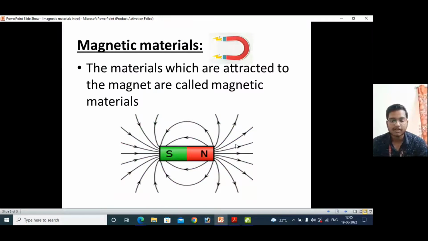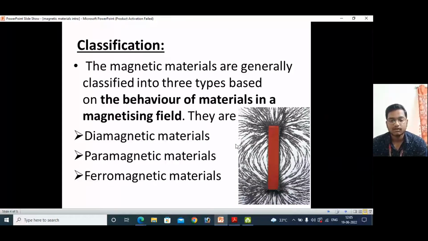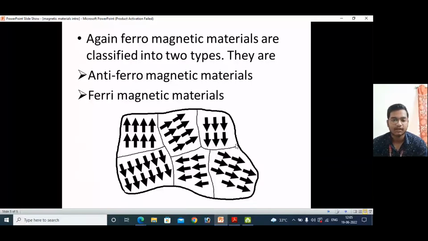Magnetic materials are generally classified into three types based on their behavior in the magnetizing field. They are diamagnetic materials, paramagnetic materials, and ferromagnetic materials. Again, ferromagnetic materials are classified into two types. They are antiferromagnetic materials and ferrimagnetic materials. Now let us see them in detail.